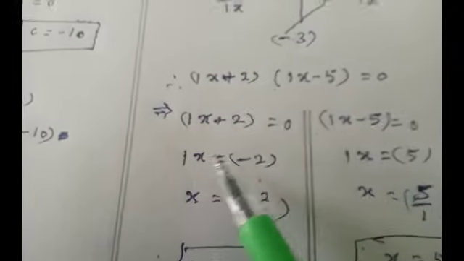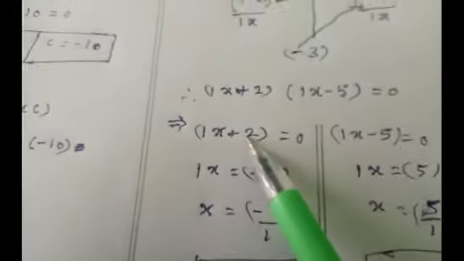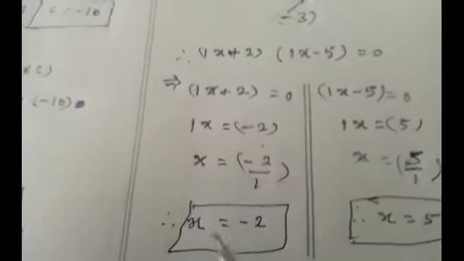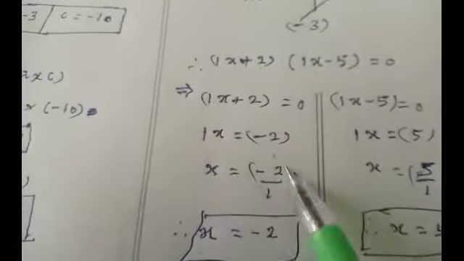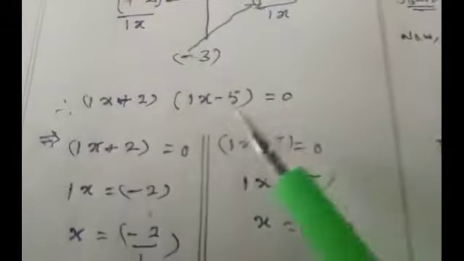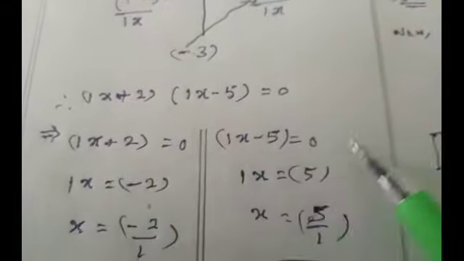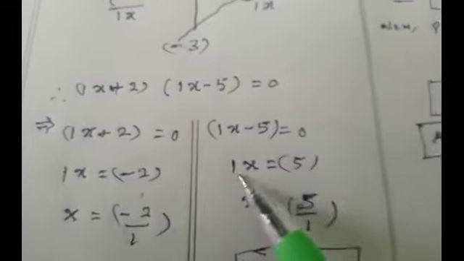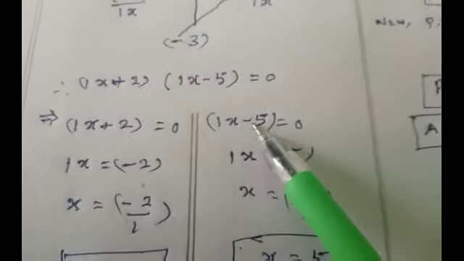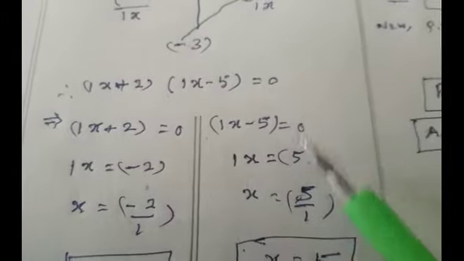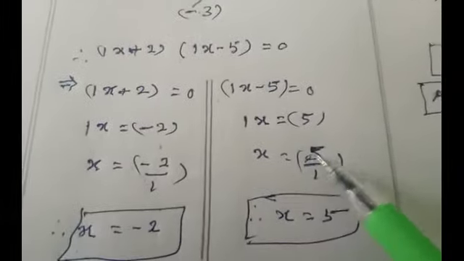So when we simplify, 1x is equal to minus 2, as the plus 2 changes sides. So x is equal to minus 2 by 1. As a result, x is equal to minus 2. Now the other factor, 1x minus 5 is equal to 0. So 1x is equal to 5, because when we change the side, the minus 5 becomes plus 5. So x is equal to 5 by 1. So the value of x is equal to 5.